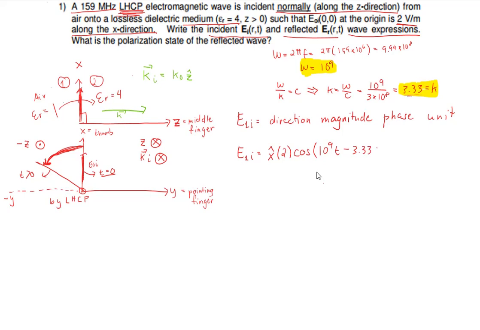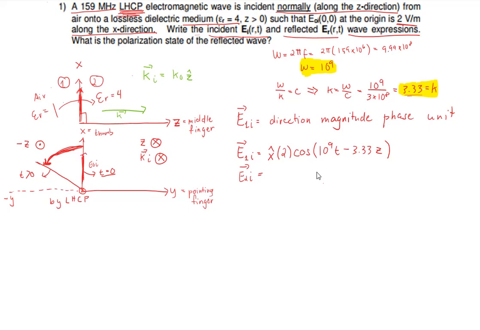0.33 z, that's along the positive z direction. Alright, so that's our E1 sub E. Now we can move on to E1 sub I. Now we could move on to E2 sub I. I keep forgetting these arrows, so forgive me for that.